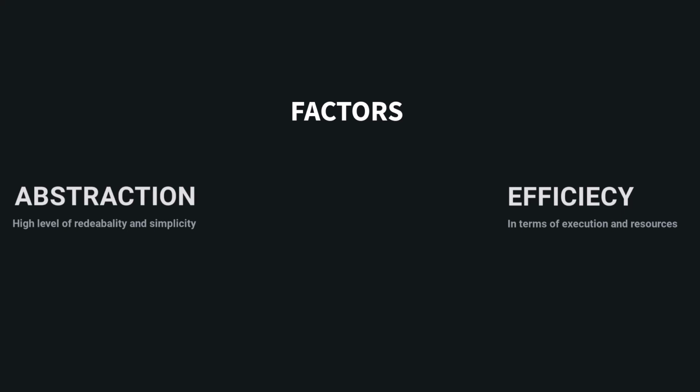For the second point, which is abstraction, through the use of data structures, we ensure a high level of readability and simplicity. And this is done by hiding the low-level details of the associated operations. The only thing that a data structure provides is an interface to manipulate the data.